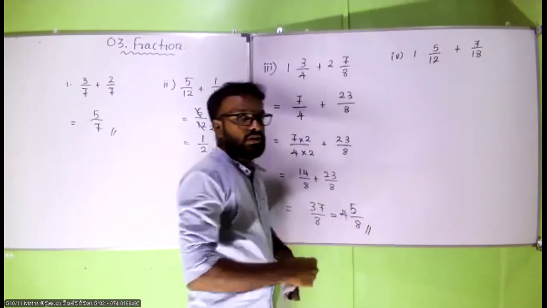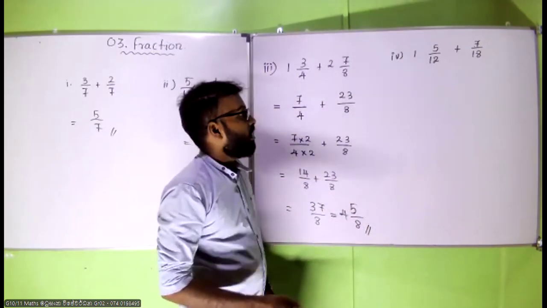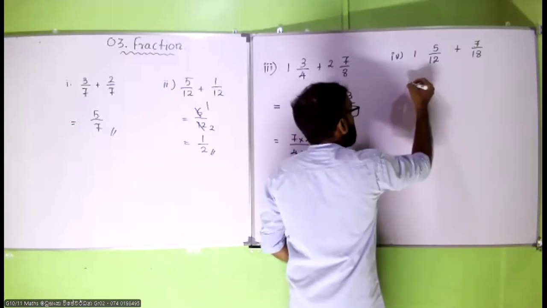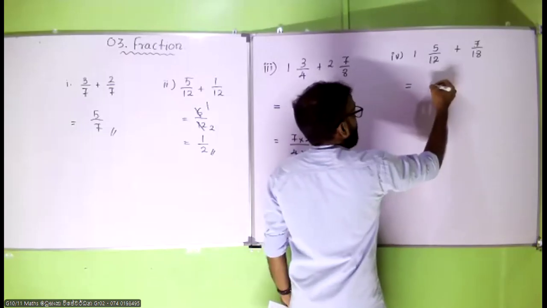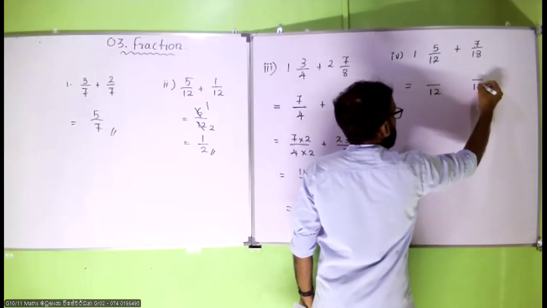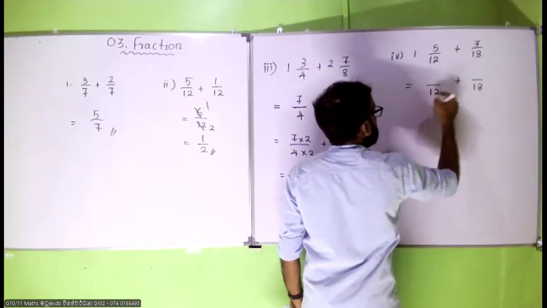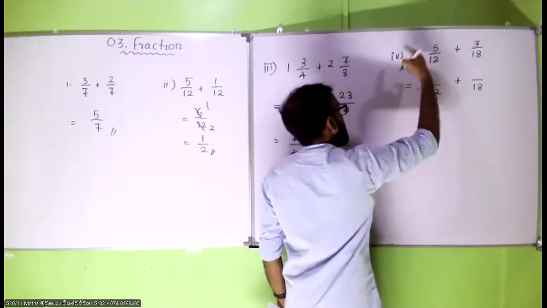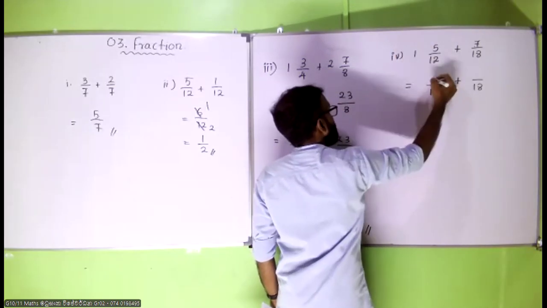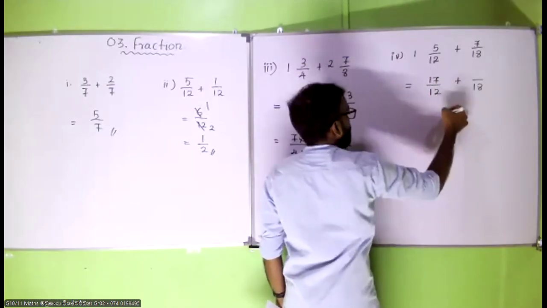Now you cannot do this like that. First of all, I will do the basic thing. So I told you earlier, equal mark, right? The denominator is 12. Here the denominator is 18. So I will convert this mixed number into an improper fraction: 12 times 1 is 12, 12 plus 5 is 17. 17 upon 12.